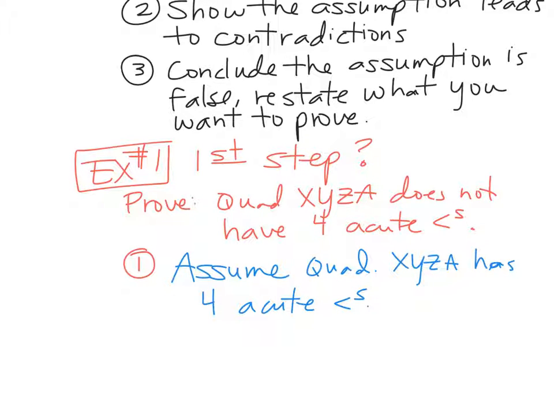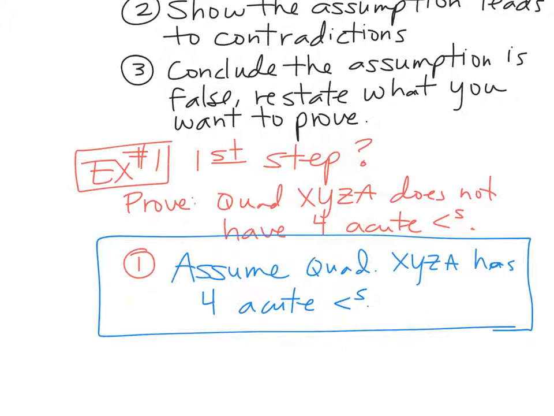Okay, now normally if we were going to do the whole proof, we'd say, well, find a contradiction to that. Well, a quadrilateral cannot have 4 acute angles because the biggest acute angle you can have is 89 degrees, and 89 plus 89 plus 89 plus 89 will never add up to what a quadrilateral has to add up to, which is 360. So there's your contradiction, step 2. Step 3, the assumption's false. Quadrilateral XYZA does not have 4 acute angles. That would be the full proof, okay? Right now, we're just looking for what is step 1. So this is your step 1, all right?